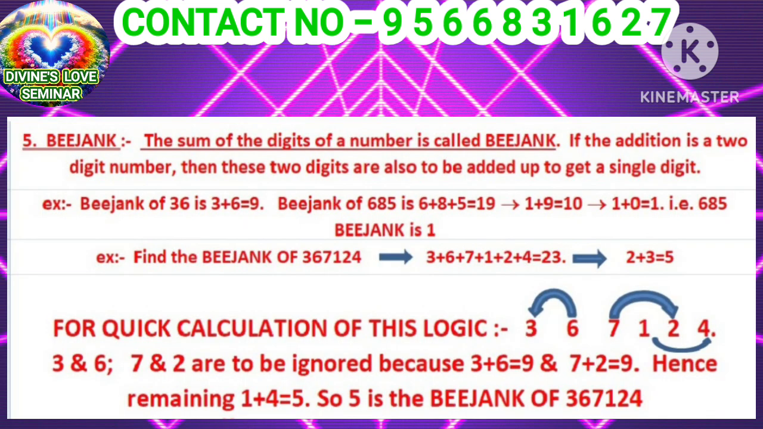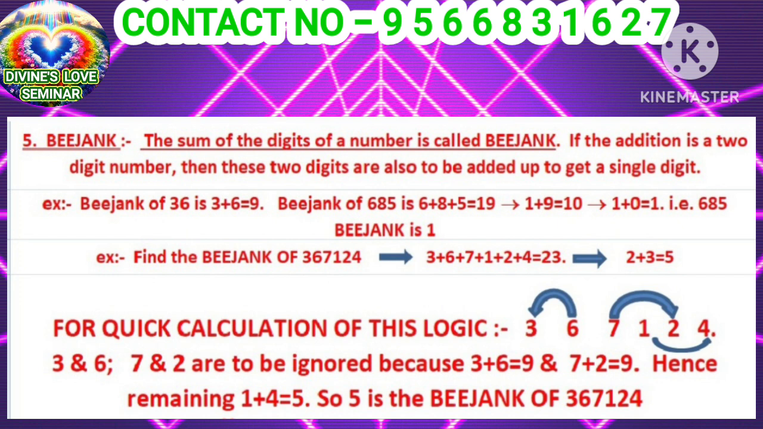Beejank. The sum of the digits of a number is called beejank. If the addition is a 2-digit number, then these 2 digits are also added up to get a single digit. Example, beejank of 36, that is 3 plus 6 is equal to 9. 9 is the beejank.